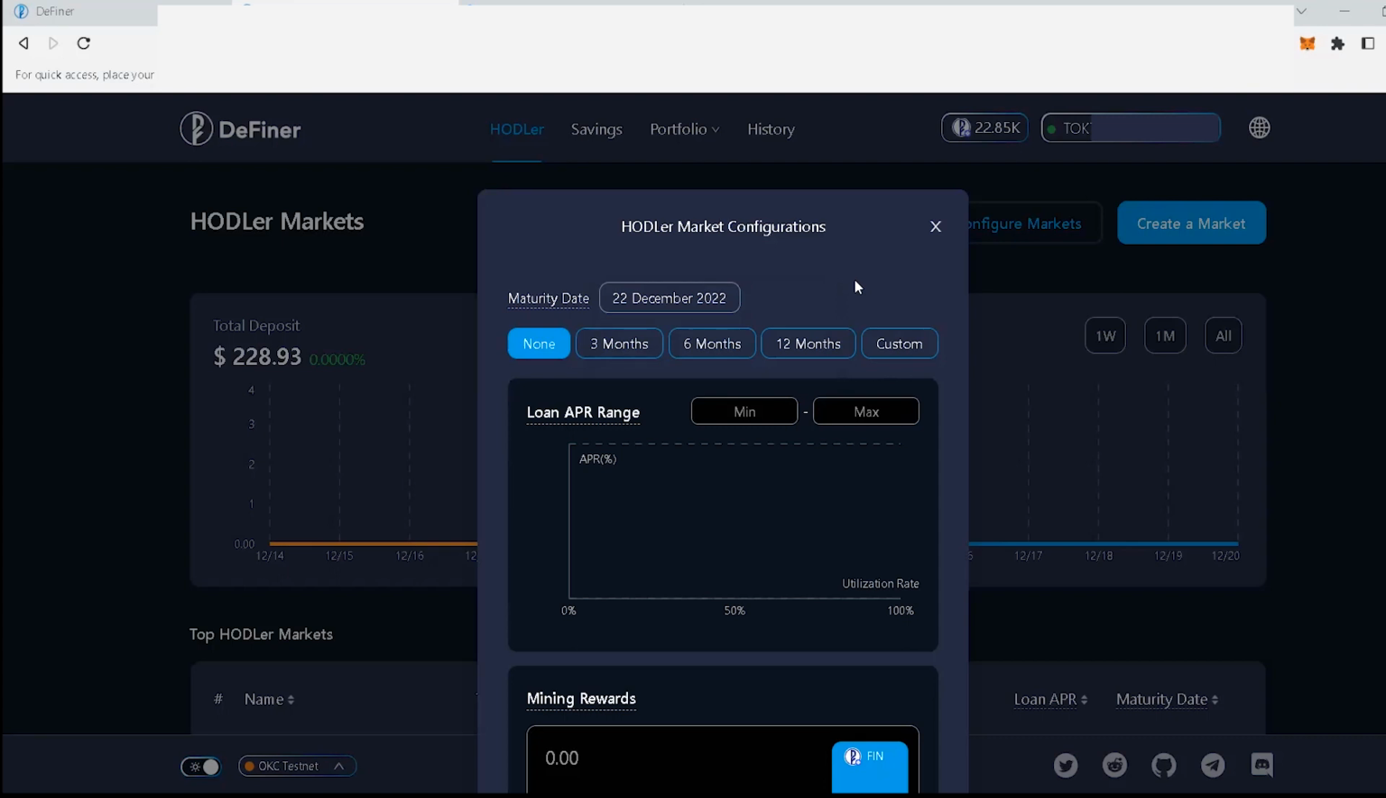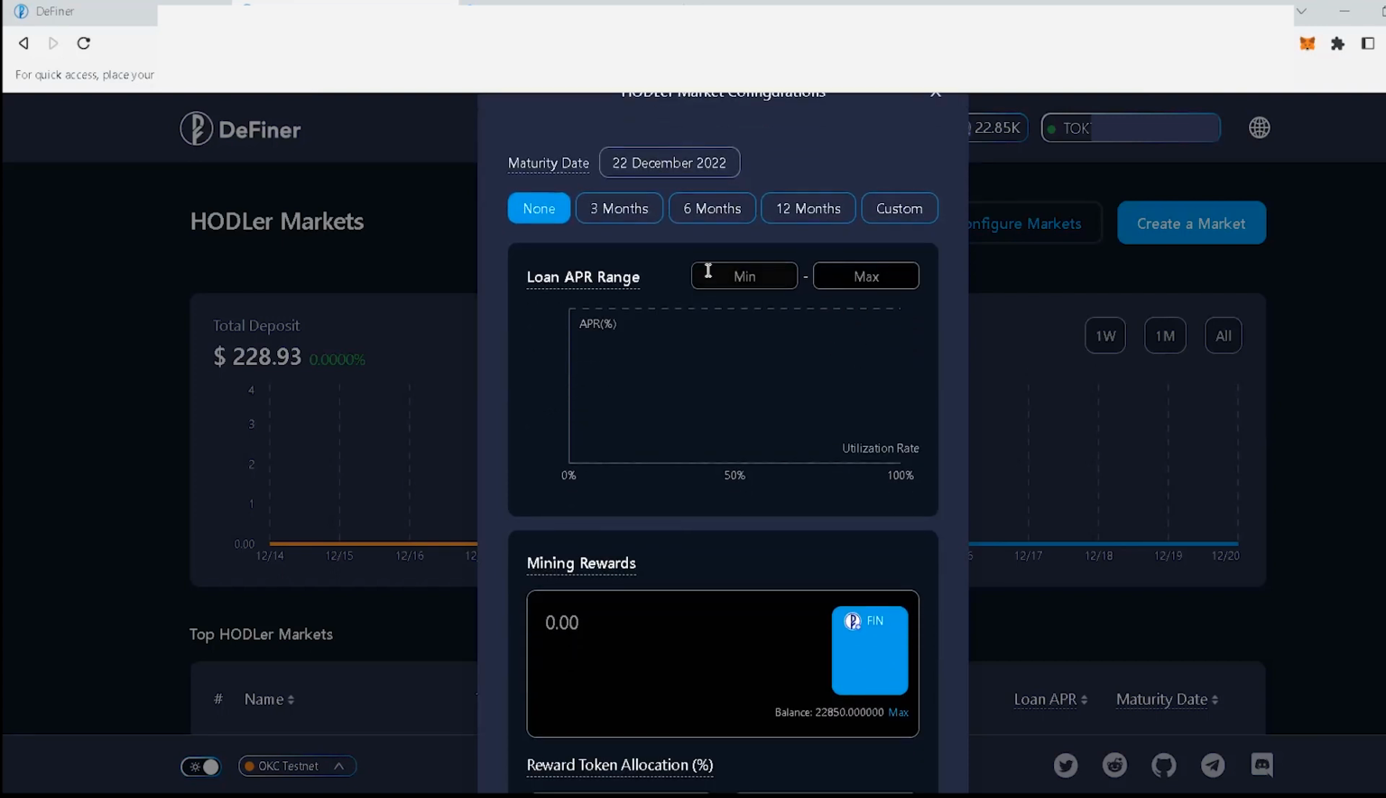Going back to the UI, you can configure the maturity date for your market in any way you'd like. 3, 6, 12 months, a custom date, or none if you choose not to set it, which are right here, these buttons.